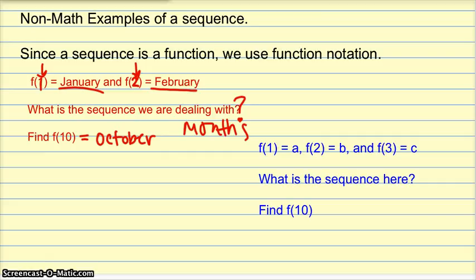There's another non-mathematical example here in blue. It says f of 1 is A, f of 2 is B, f of 3 is C. What is the sequence? It's the alphabet, where the first letter is A, the second letter is B, the third letter is C. So what's f of 10?